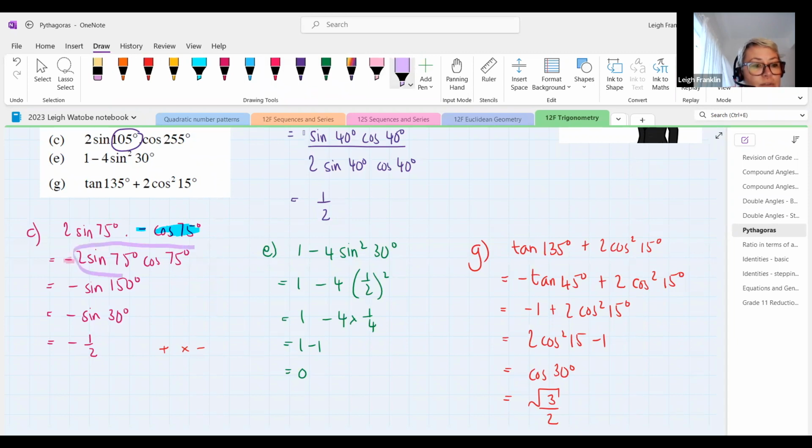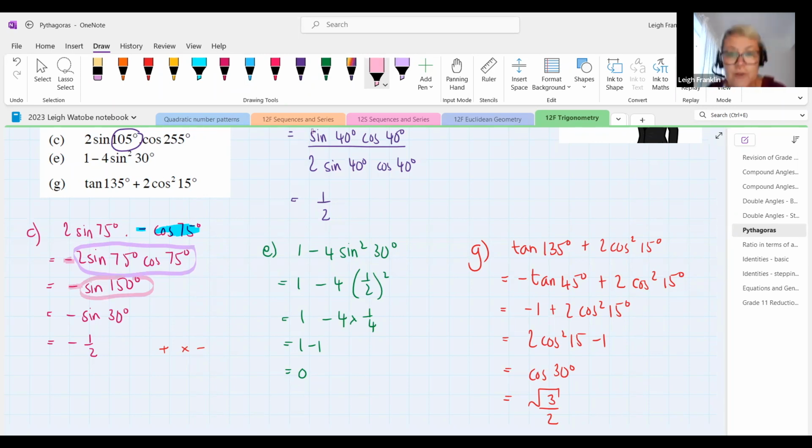2 sine 75 cos 75 is a sine double angle. So double 75 is 150, isn't it? Yes. So that's why it becomes sine 150, but it's negative, because of the negative from the line above. So then, again, I use reduction formulae.